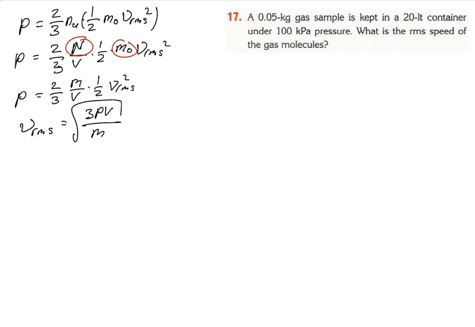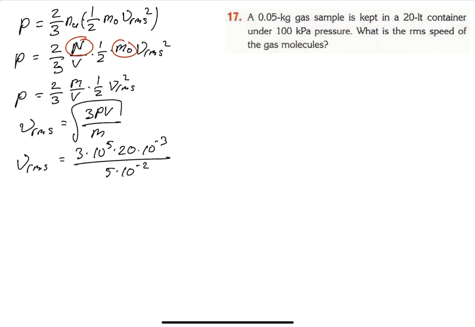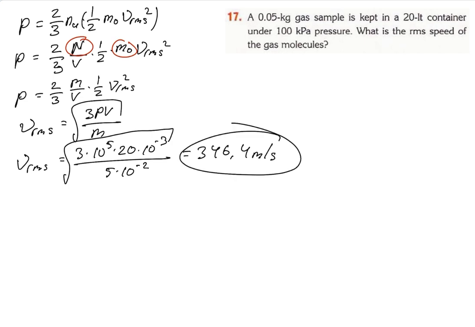So we know the pressure, we know the volume, we know the mass. So 3 times 10 to the power of 5 times volume, which is 20 times 10 to the power of -3 in meters cubed, over the mass, which is 5 times 10 to the power of -2. So if you calculate this, you have to get 346.4 meters per second velocity.